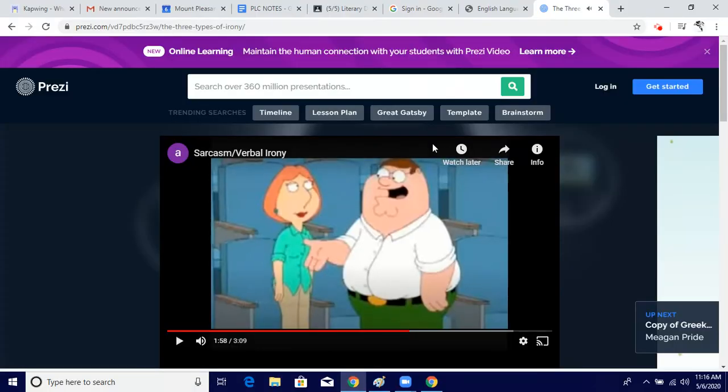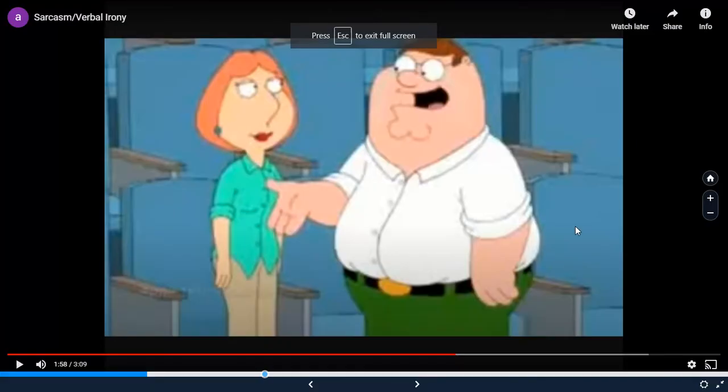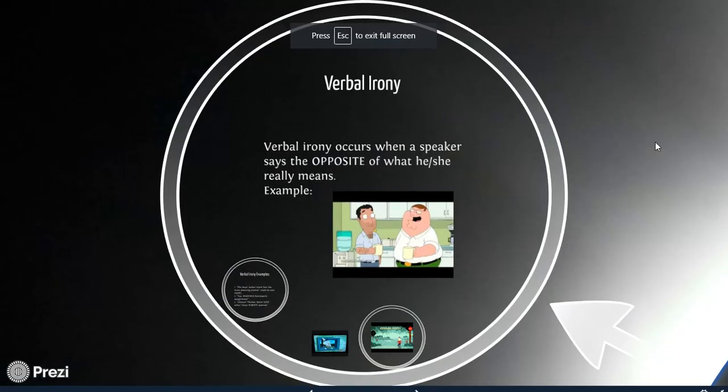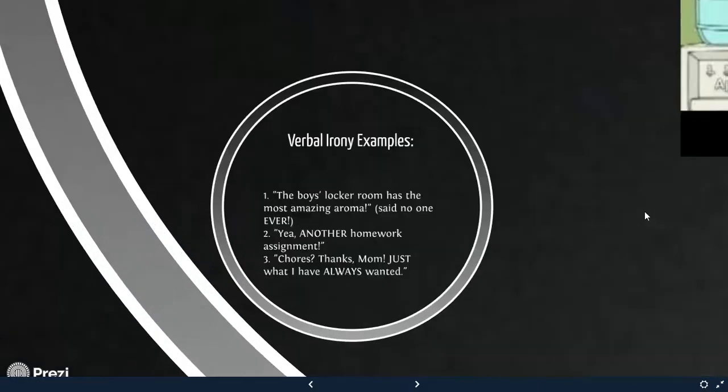So that's an example of verbal irony. He's kind of saying all these things that it sounds like he means to do, but he doesn't.